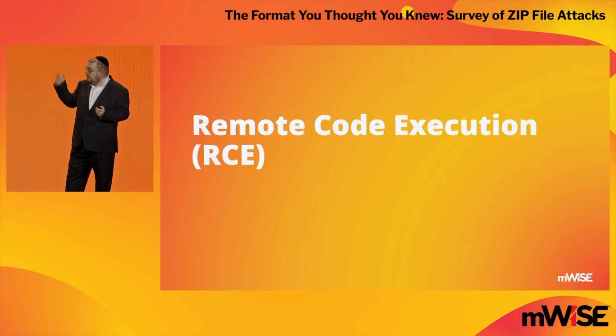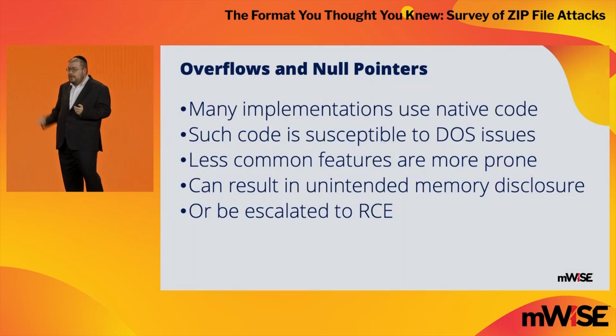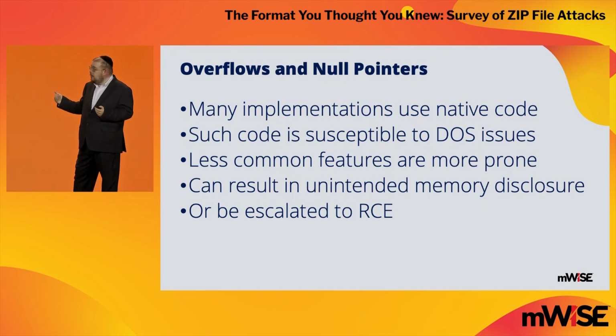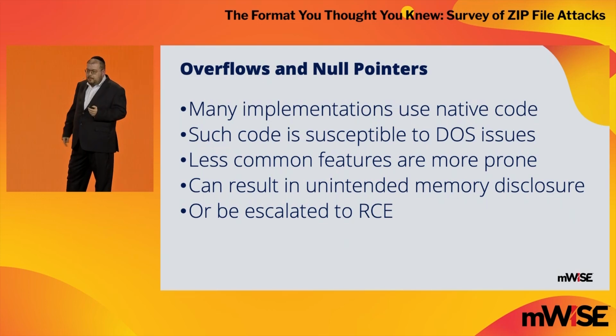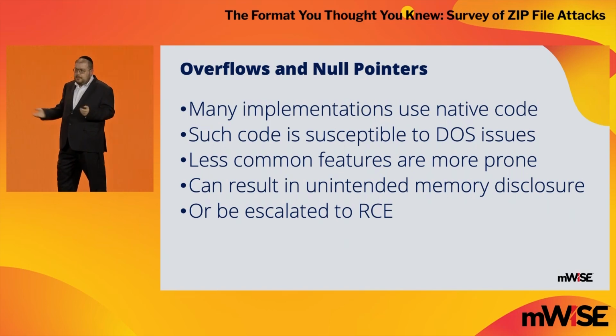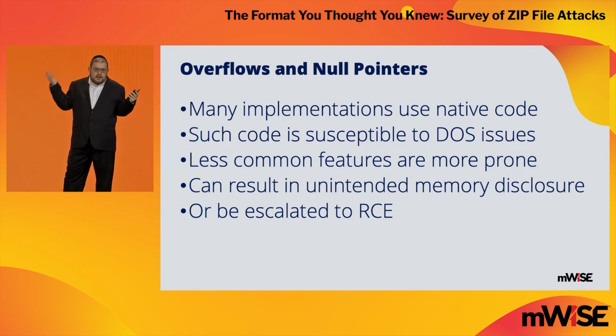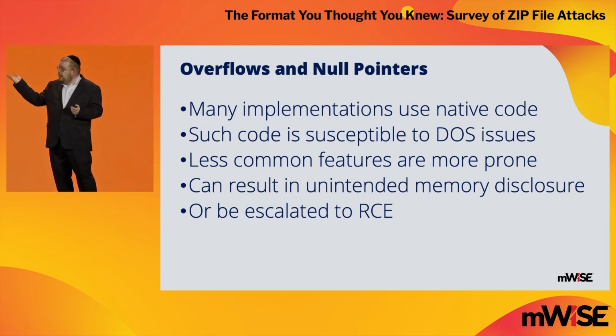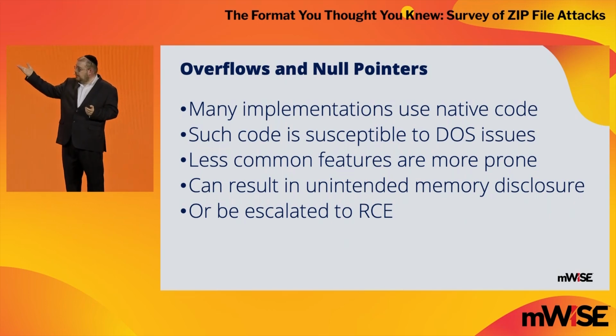The last one is remote code execution. There are three ways you can get from a zip file to actually execute remote code. One is kind of straightforward. Most implementations need to be optimized. If they're optimized, they probably have denial of service issues because it's probably C code, C++ code, assembly code, whatever. From there, you can actually escalate into memory disclosure if you go past the buffer.